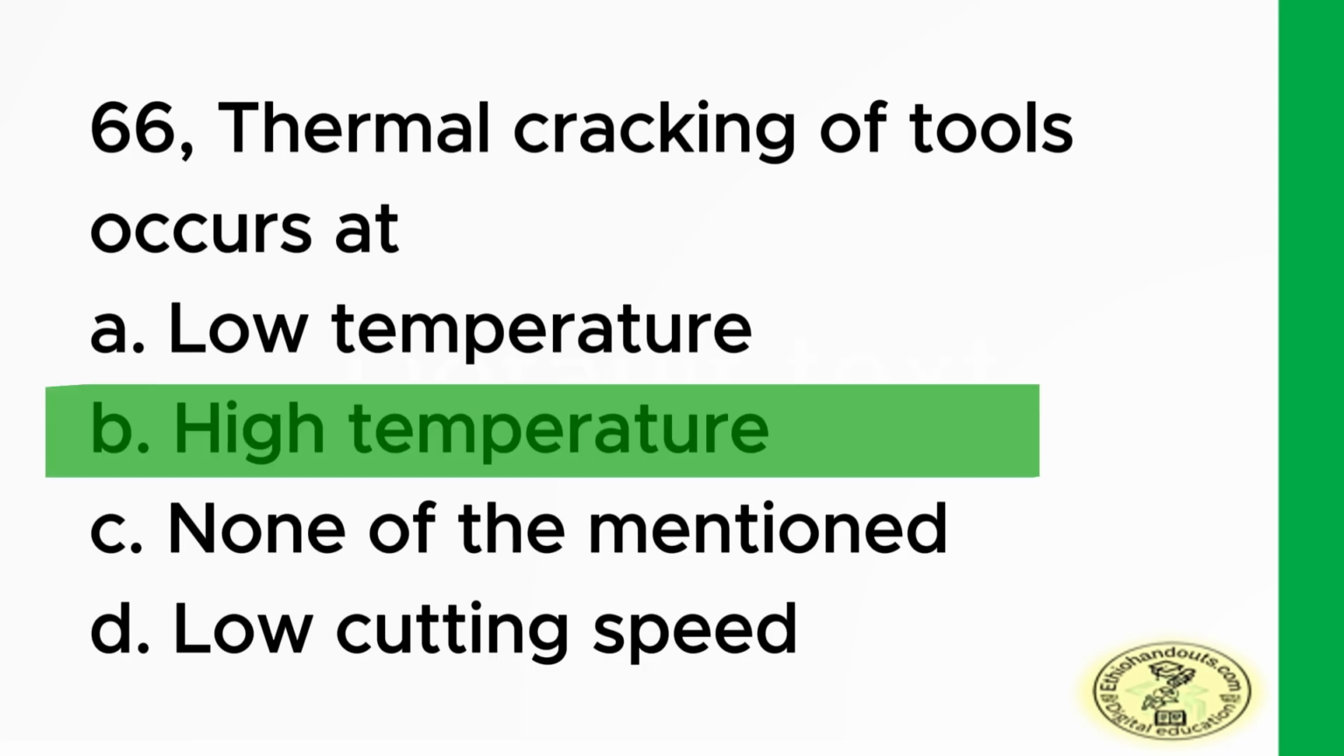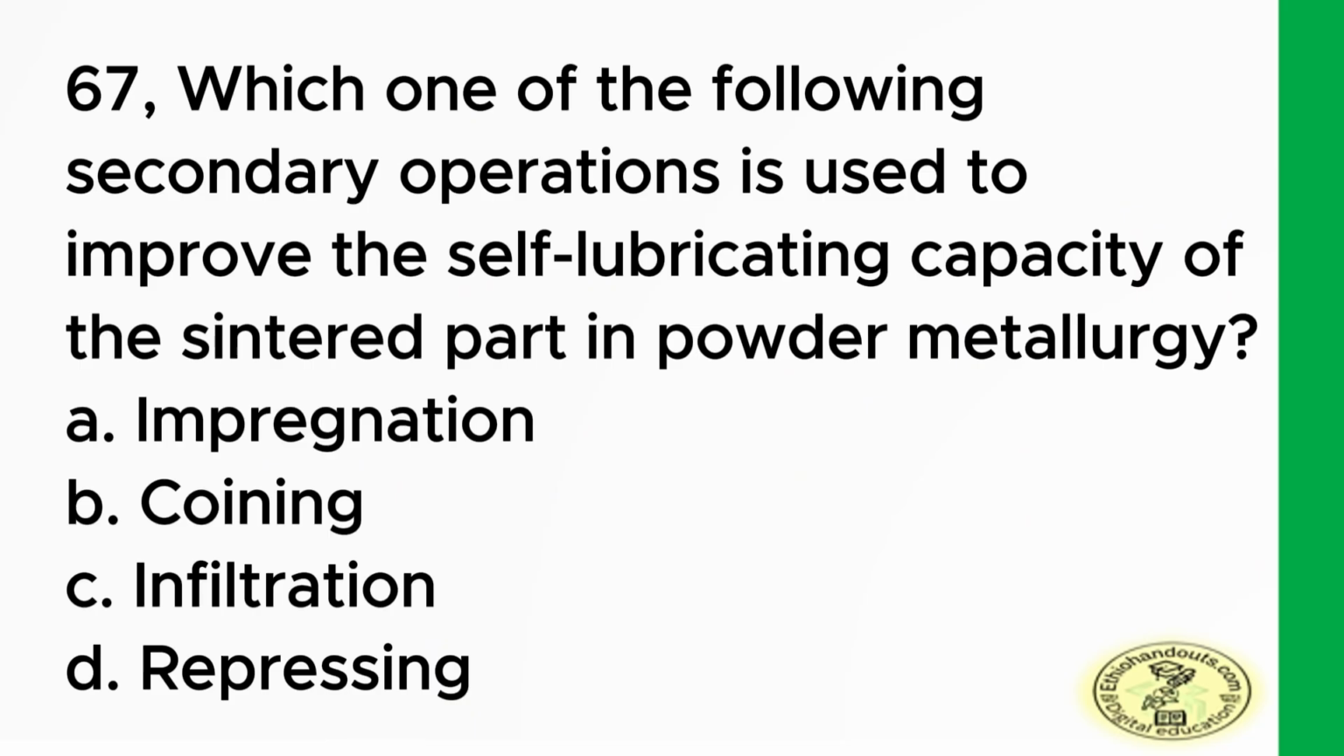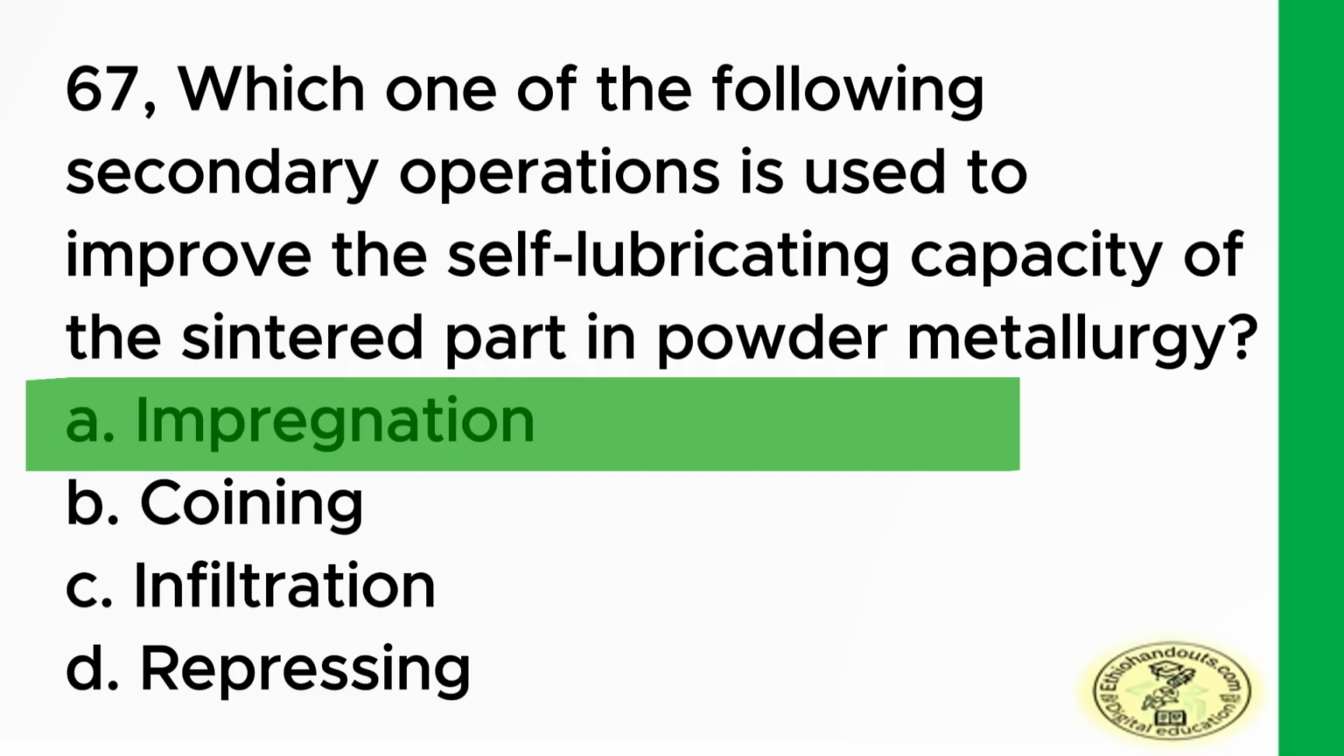High temperature. 67. Which one of the following secondary operations is used to improve the self-lubricating capacity of the sintered part in powder metallurgy? A. Impregnation, B. Coining, C. Infiltration, D. Repressing. The correct answer is A.